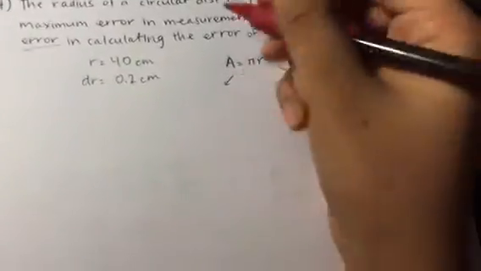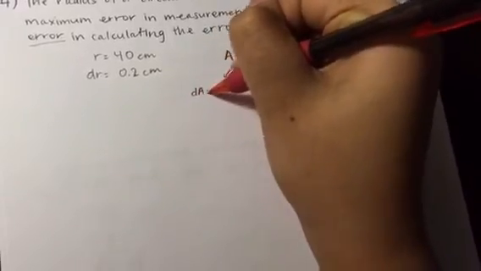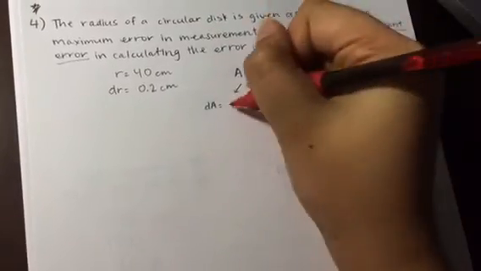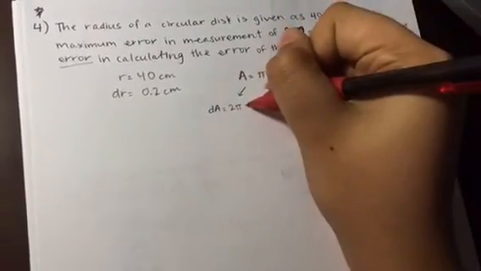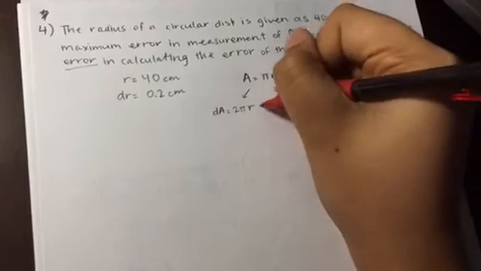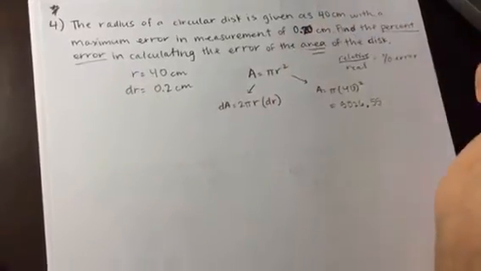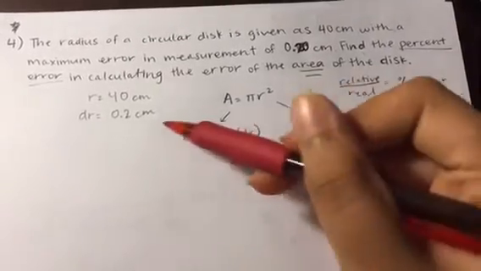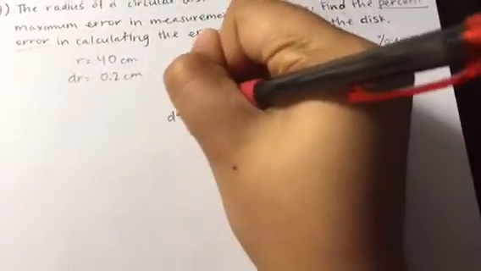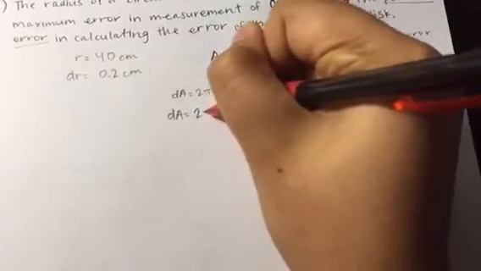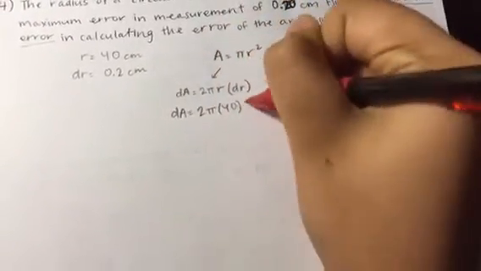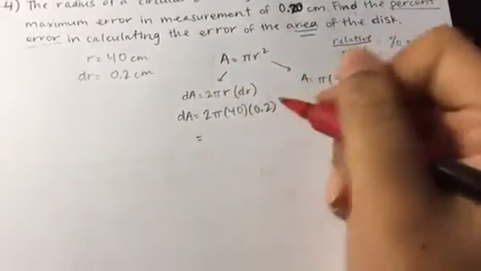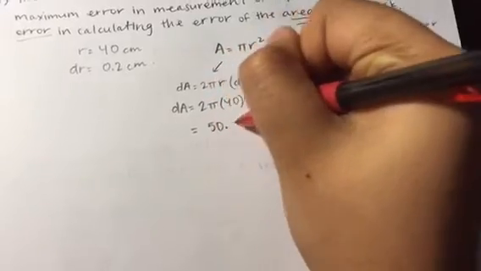And then you go this way to find the relative value. And to do that, you have to take the derivative. So the derivative of the area is 2 pi r dr. And then we start to plug in the information we have from what we have been given. So the relative area is 2 pi, the radius is 40, and then dr is 0.02. When you calculate this out, you will get 50.27.